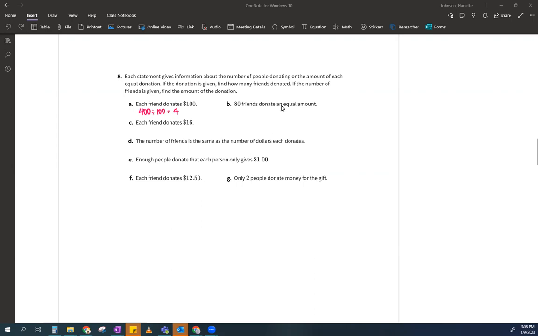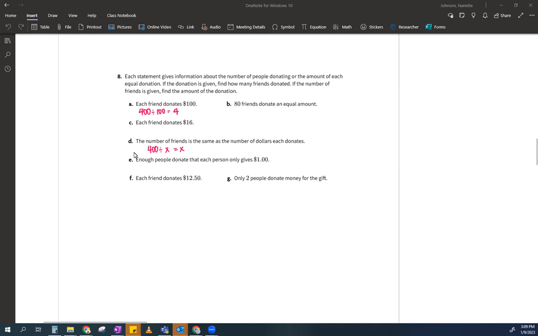And similarly, you would do the same exact thing here. So here it's saying that the number of friends is the same as the number of dollars each donates. Okay. So I'm going to use the same principle here. So the number of friends is the same as the dollars. So that would be 400 divided by X equals X, right? That's basically your equation, right?